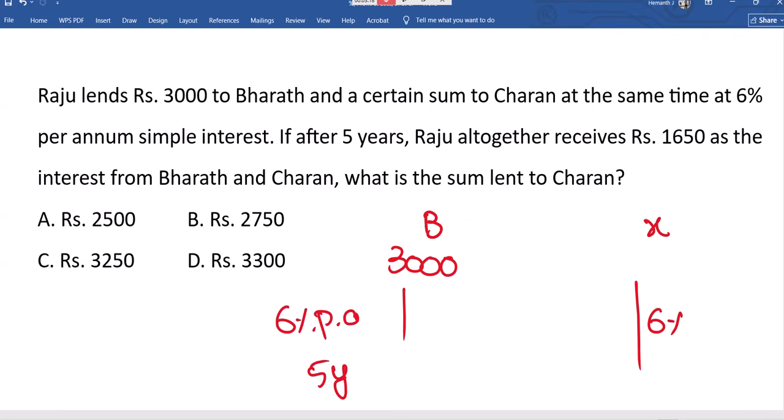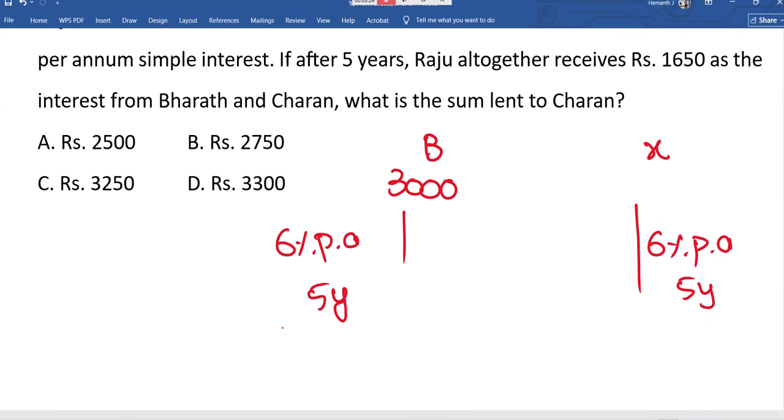Here also 6% per annum, 5 years. This will give some interest, and the second one will give some interest. Combined is what they have already given in the question, 1,650. You see, Raju altogether receives 1,650 as the interest from both of these people together.